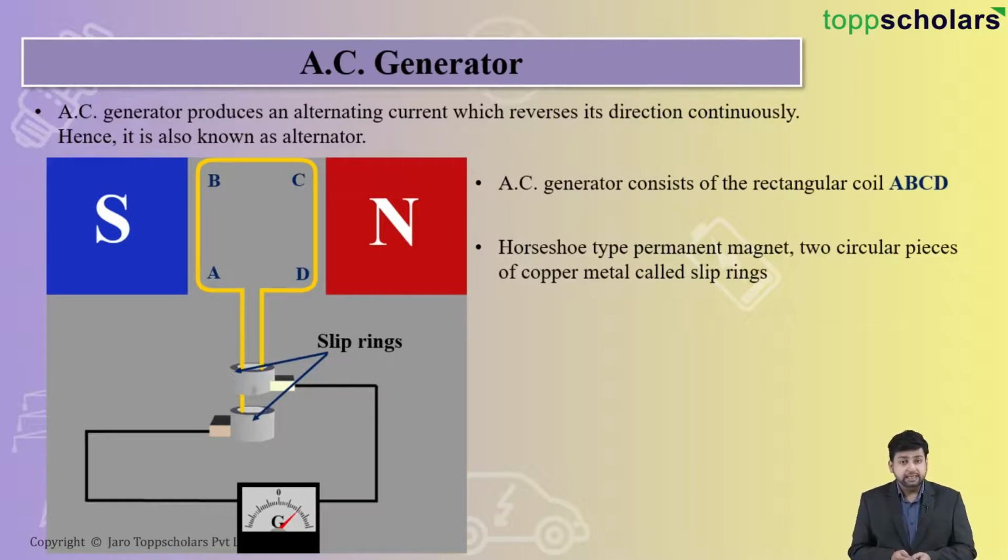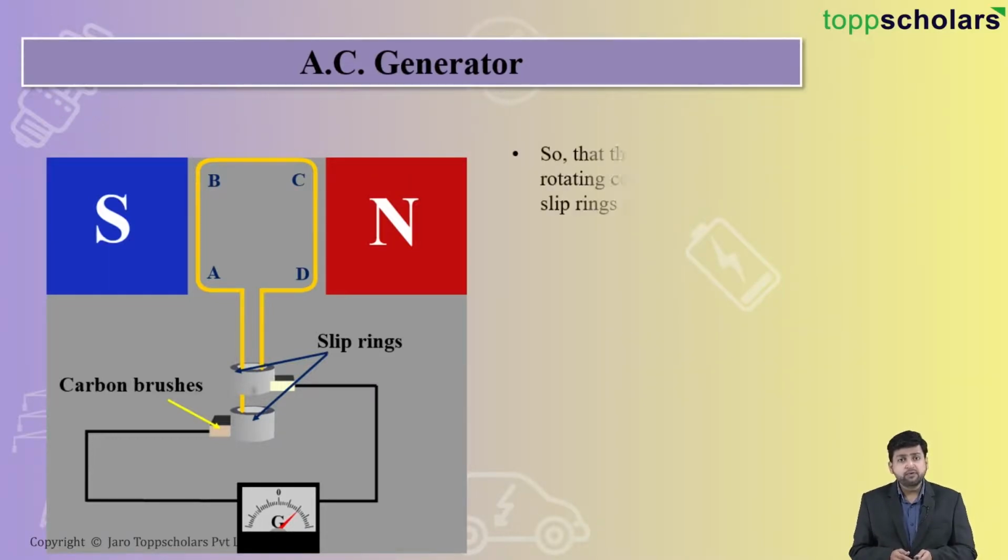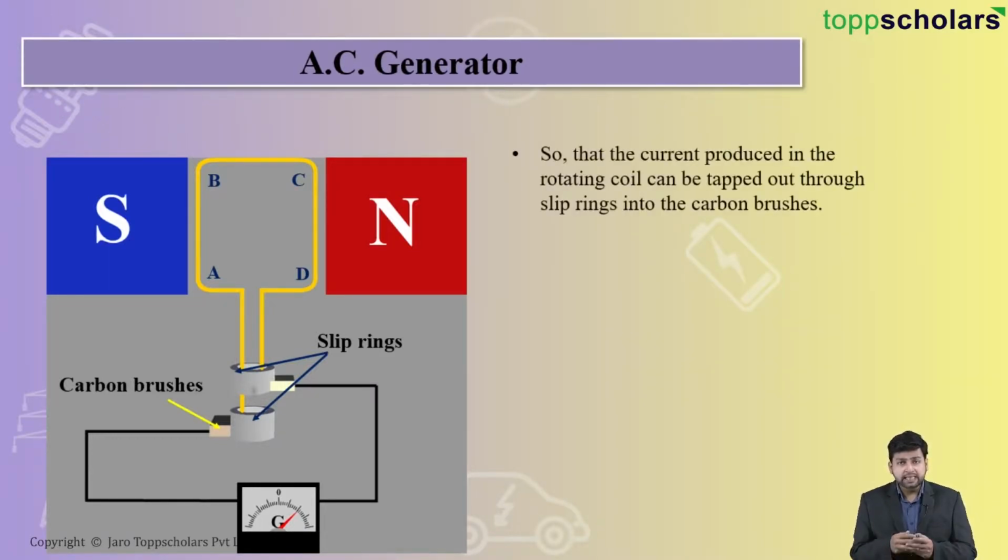And the next component is the carbon brushes. Now these carbon brushes are in contact with the slip rings, and the current flows through the carbon brushes. Basically, there are two carbon brushes, one at the point which you can see and another at the above slip ring. So when the rectangular coil rotates, the current flows through the coil, and this current can be tapped out with the help of the slip rings and the carbon brushes.